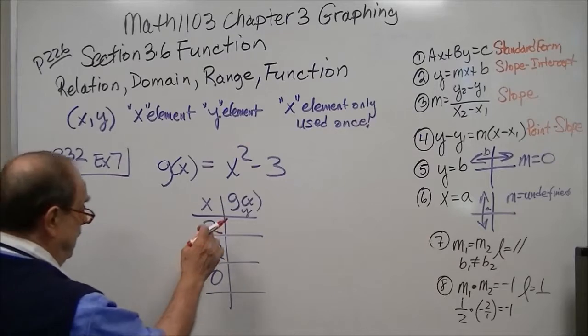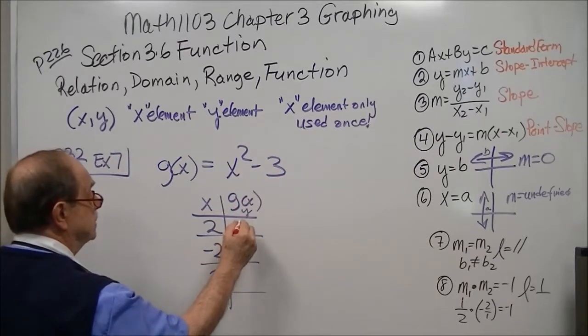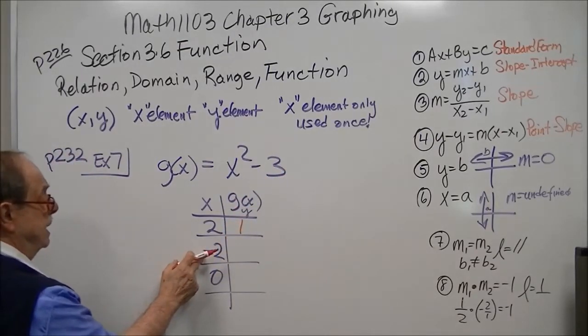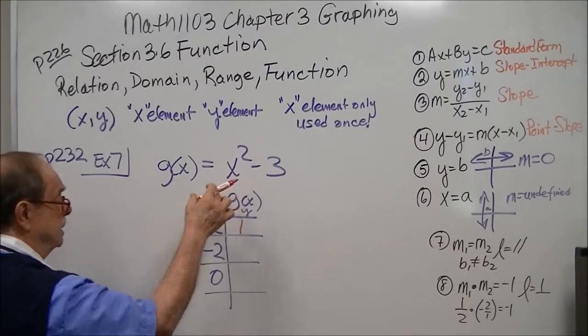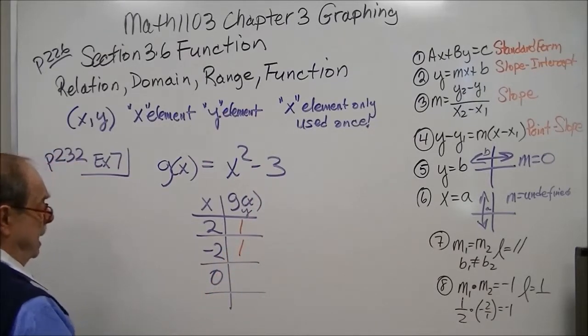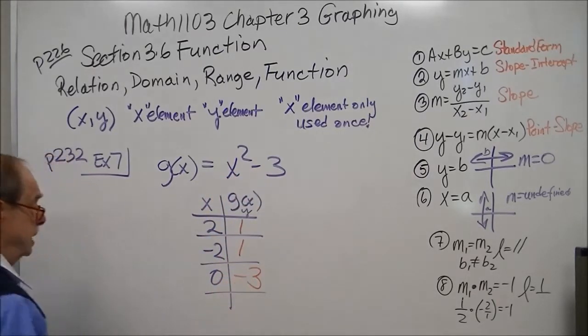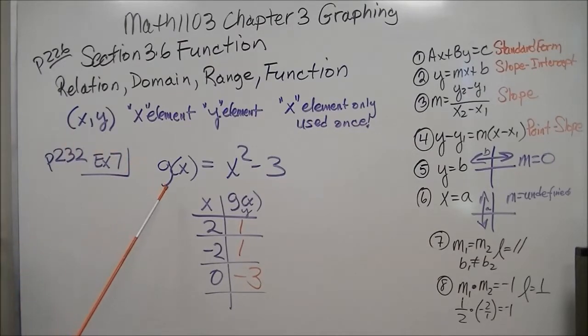So here, if x is 2, x squared is 4, 4 minus 3 is 1. If x is -2, -2 times -2 is still a positive 4, minus 3 is 1. And if x is 0, that would be a -3. So again, I strongly advise that when you're asked to do function and to generate input to output, you use a T-chart. That's what you are already familiar with.